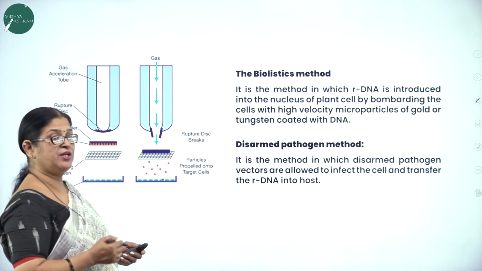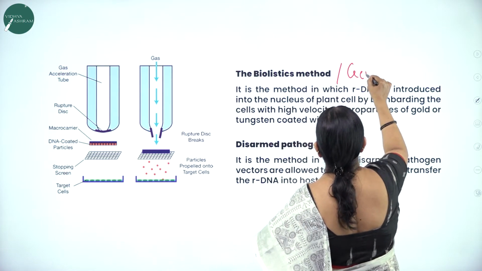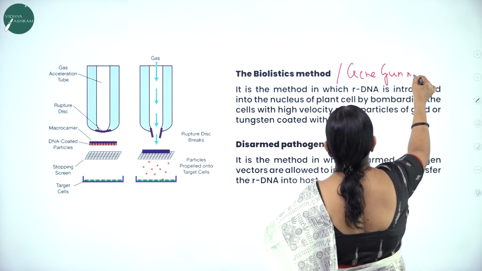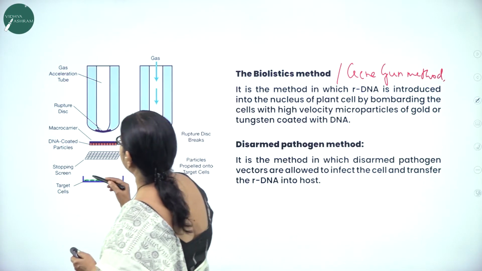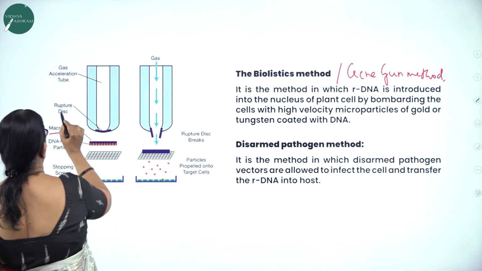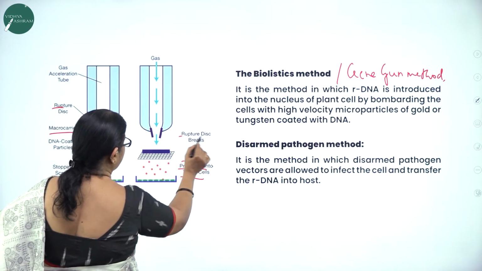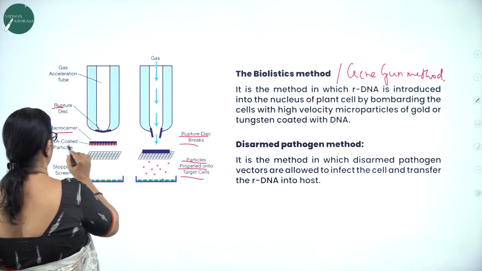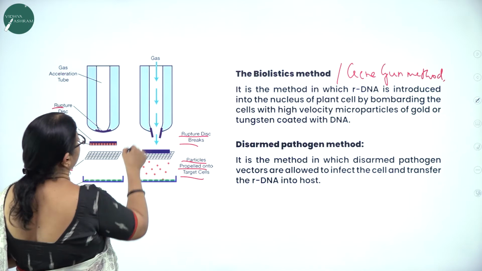Moving on to the biolistic method, which is also called as gene gun method. Here you can see the gene gun method. Here, macro carrier. So this is how it is done. Particles propelled into target rupture disc. Here you can see how DNA coated particles, so target cells. So this is how it is.